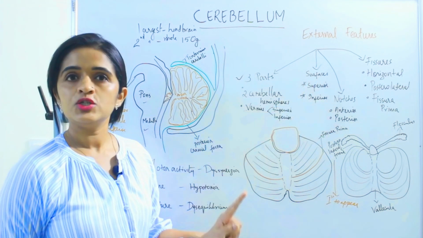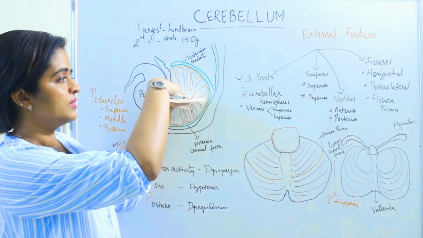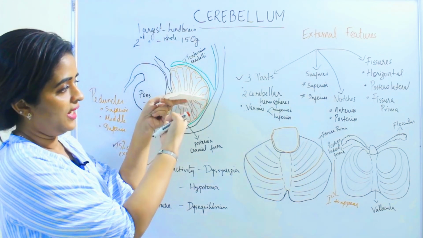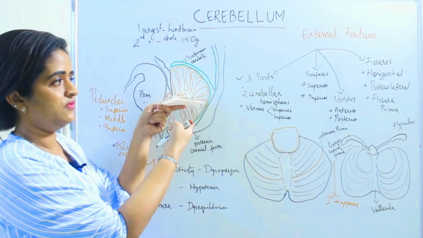There are mainly two surfaces. When we keep it like this here, the surface which you see from above is known as the superior surface, and the surface which you see from below is known as the inferior surface.